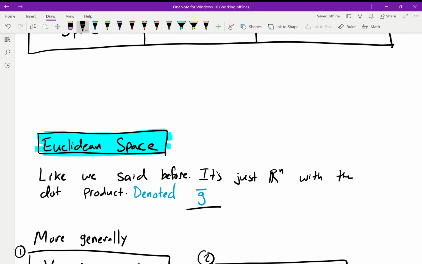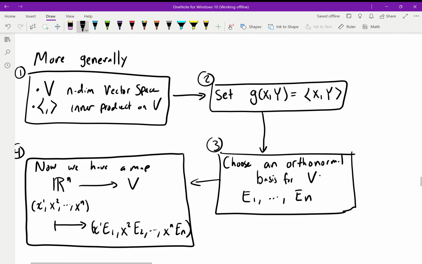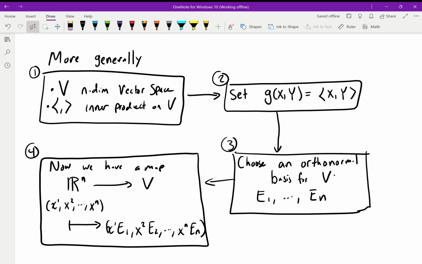But you can be more general than this. Let's say maybe you're not working with R^m, but some other vector space. There is a way to convert between the two, and it's kind of like what you expect to happen. You'd pick the metric to be the inner product on your vector space of choice, choose an orthonormal basis, and that gives you a natural map from R^n to that vector space, provided the vector space, of course, is of the same dimension. Good old Gram-Schmidt processes and such.